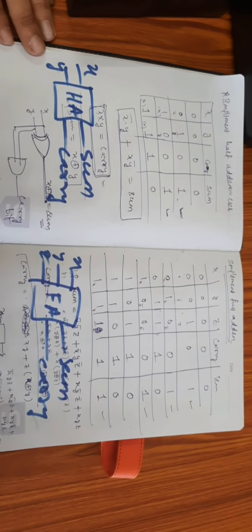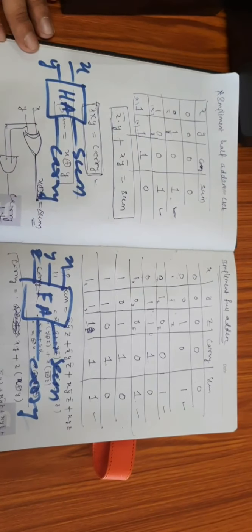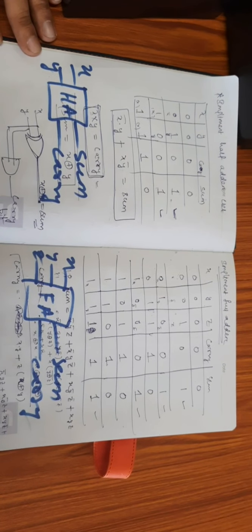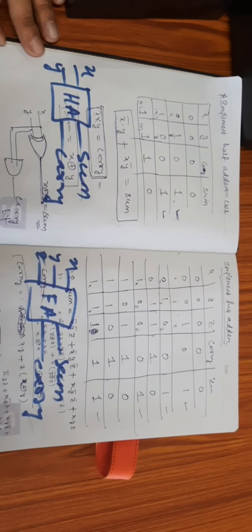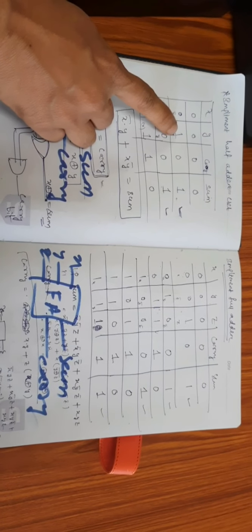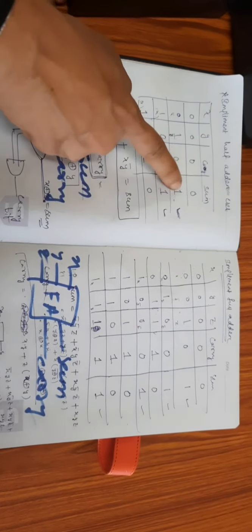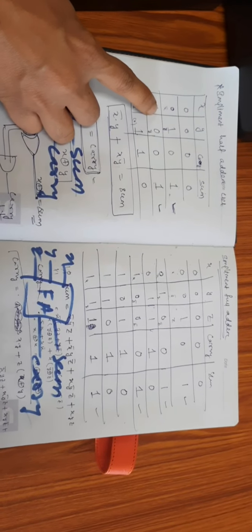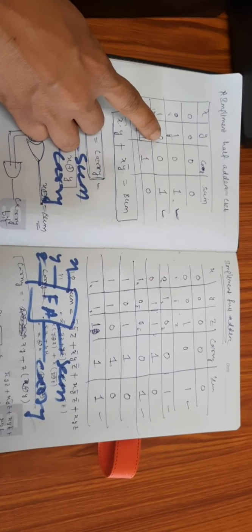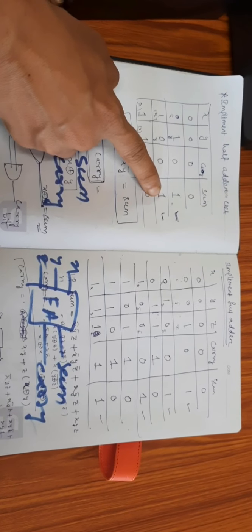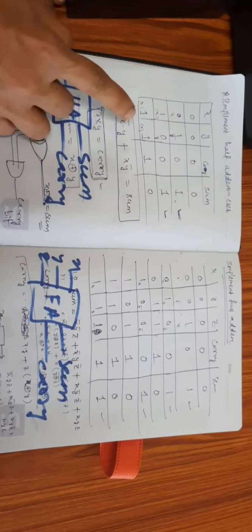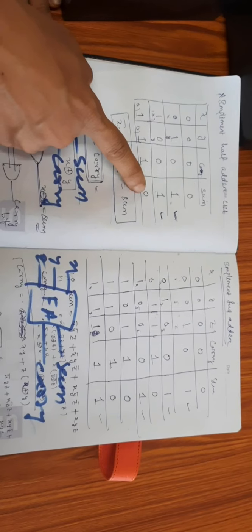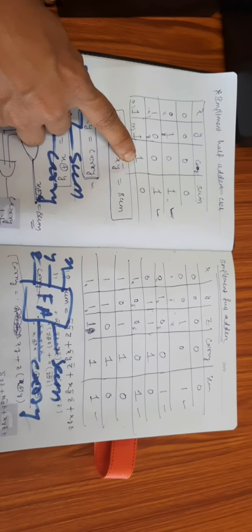So if we draw the truth table, here is the truth table of a half adder circuit. For 0 0 input, if both the inputs are 0, then the sum is 0 and there is no carry. For 0 1, if you add 0 with 1, the sum is 1 and there is no carry. For 1 0, when you add 1 with 0, the sum is 1 and there is no carry. But in case of 1 1, if both the inputs are 1, then the sum is 0 and there is a carry generated, that is 1.